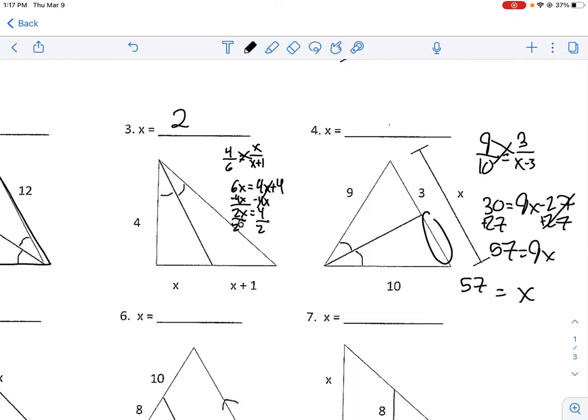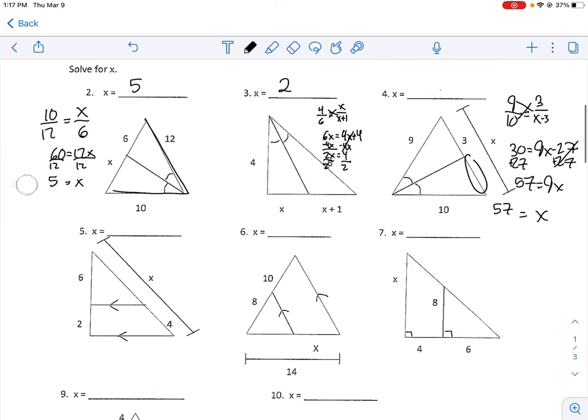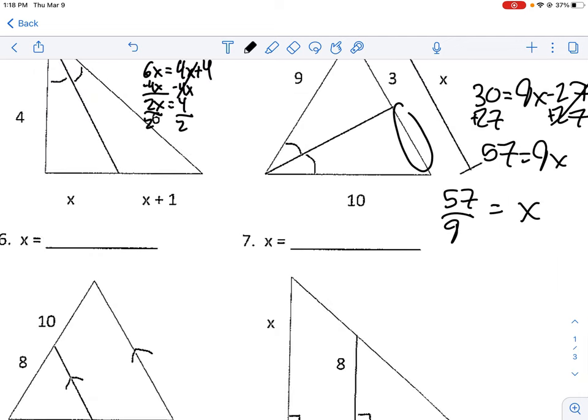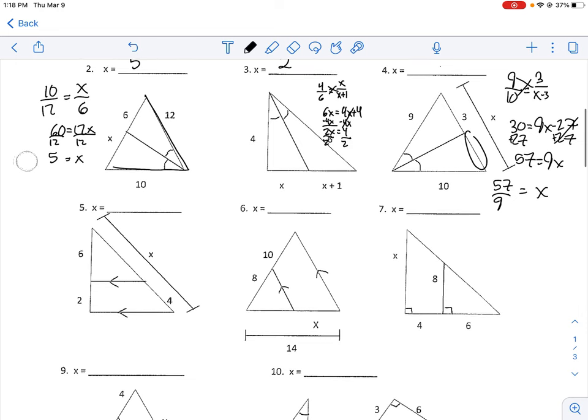We are not. We're going to lacrosse. Take me a second. All right, and then we divide by 9, and we get 57 over 9. Where's the lacrosse game? At home.